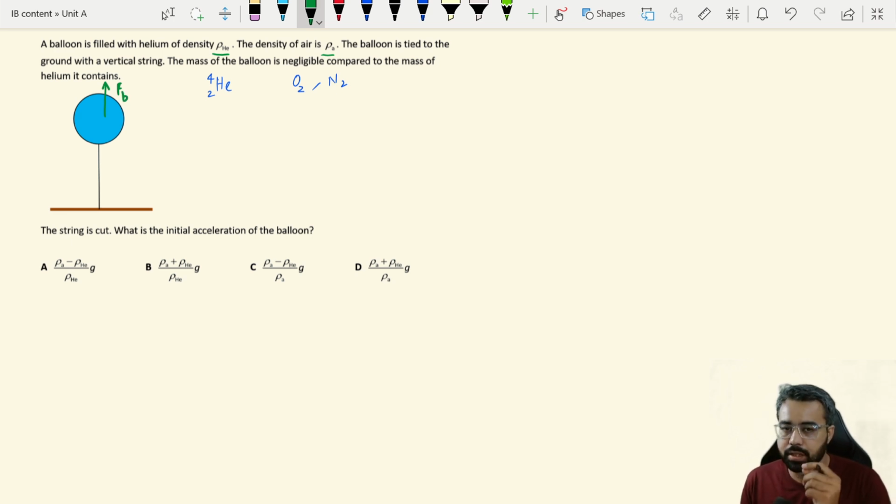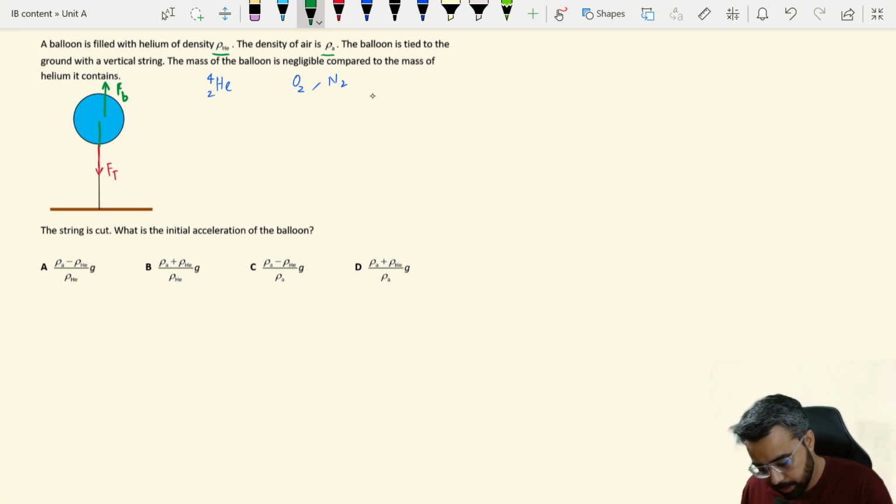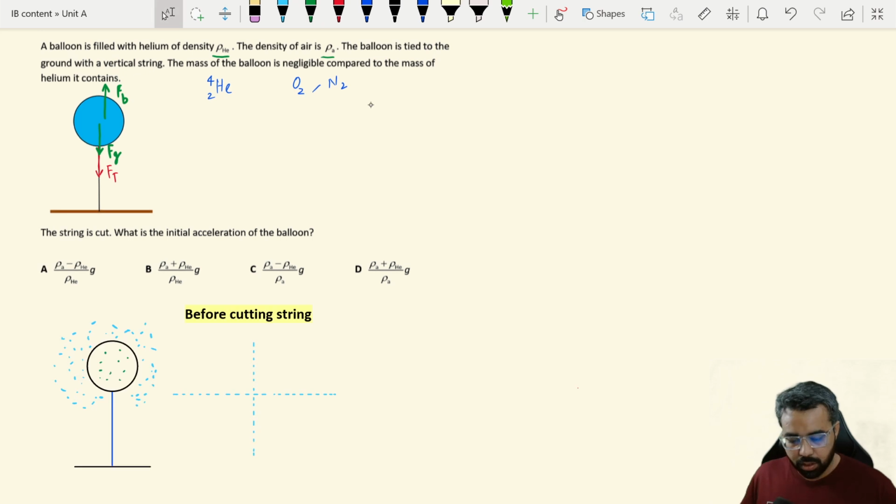As you see, it is tied with the string, so there is a stretch in the string, due to which the force should be downward, the force of tension. Since the helium has its own weight, there must be another force, that is the weight of the gas in the balloon. Anyways, before cutting the string, this balloon is in equilibrium.